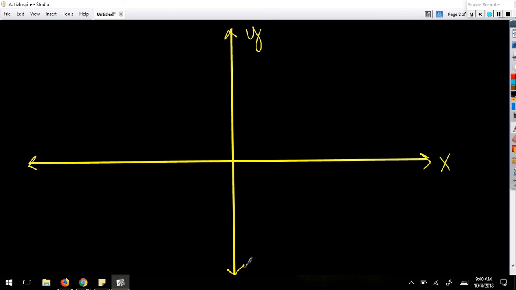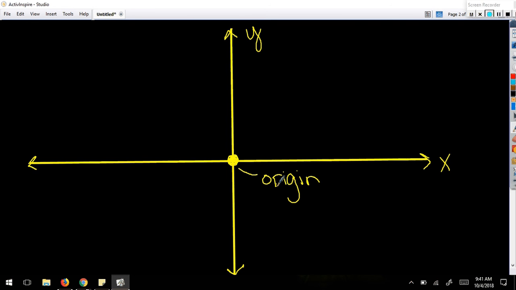I'm going to go ahead and label some things here. What is this in the middle where they intersect? What is that called? The origin. Exactly. That is the origin because it's where all the points originate. It's where we start. We start at the origin when we plot points and we count from there.